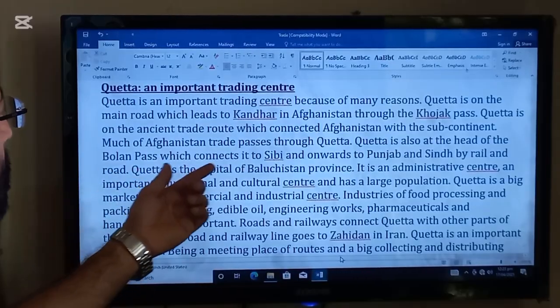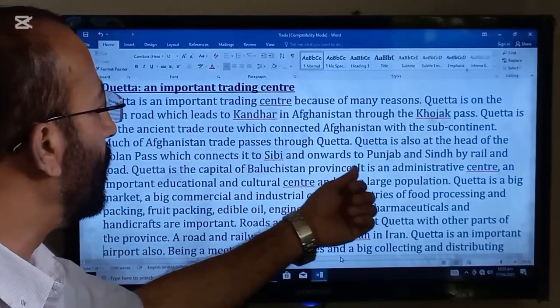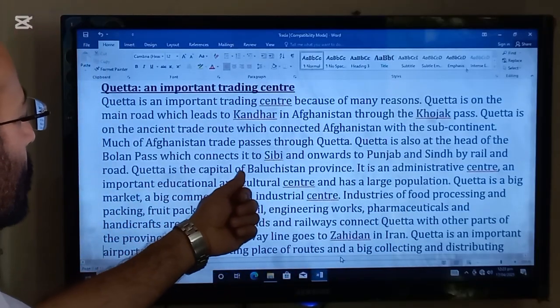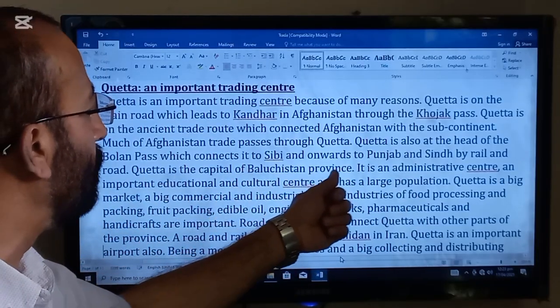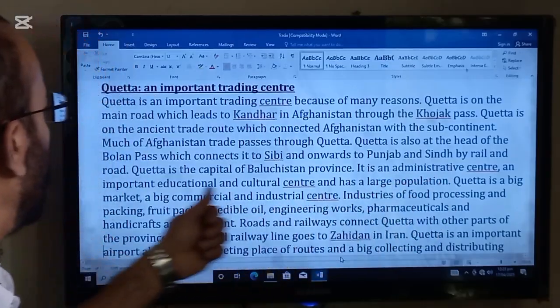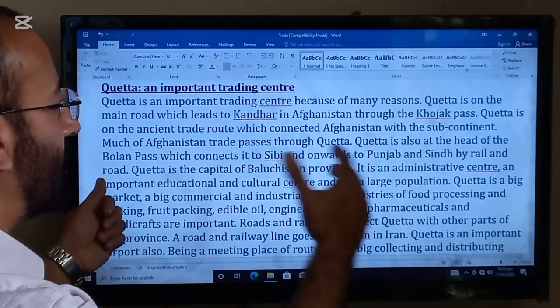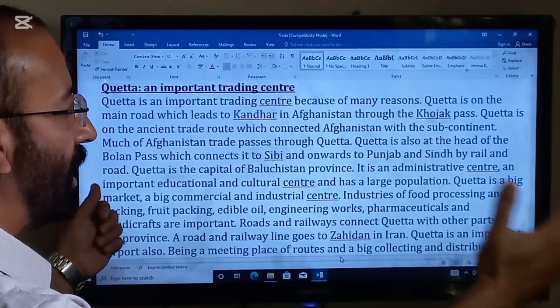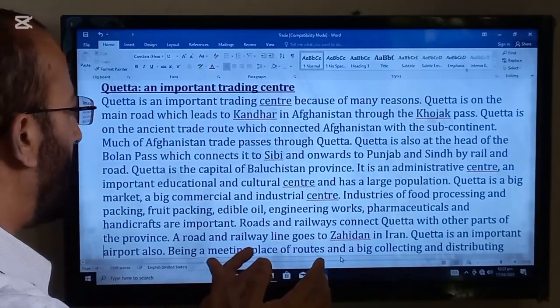Much of the Afghanistan trade passes through Quetta. Quetta is also at the head of the Bolan Pass, which connects to Sibbi and onward to Punjab and Sindh by rail and road. So Quetta is connected to the neighbors of Pakistan as well as different cities of Pakistan.